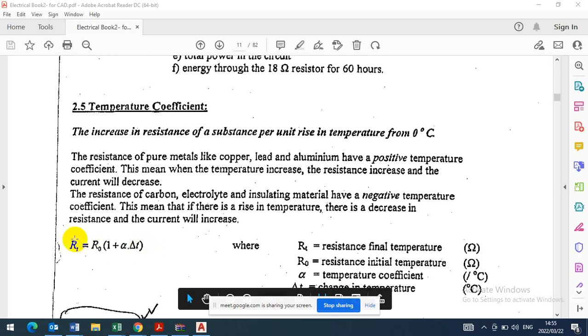It's a matter of knowing how to manipulate the equation. They won't always ask you for the final resistance. You have to know how to make T the subject of the formula, or how to make this temperature coefficient the subject of the formula. It's a matter of just manipulating or playing around with the equation. Do we know how to do that?